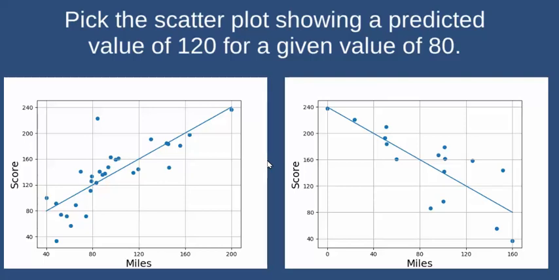We're looking at two scatter plots, each with the best fitting line. What we're asked to do is to pick the scatter plot showing a predicted value of 120 for a given value of 80. Each one of these points is an XY coordinate. The X coordinate is the miles, the Y coordinate is the score.